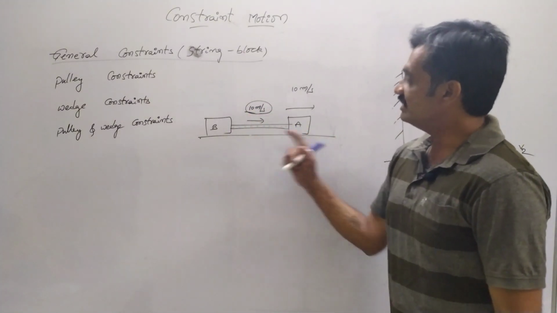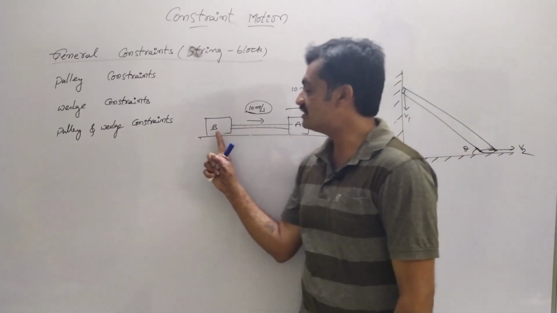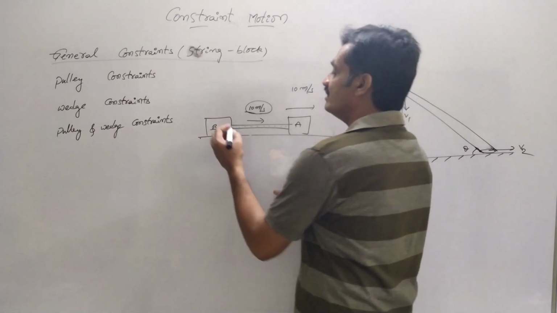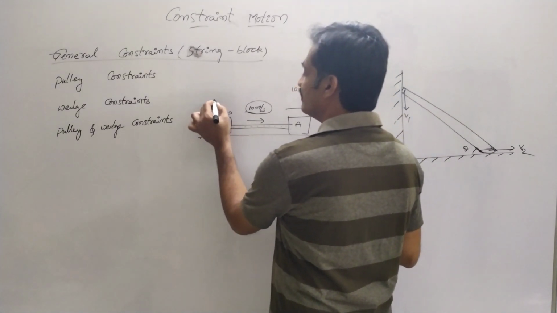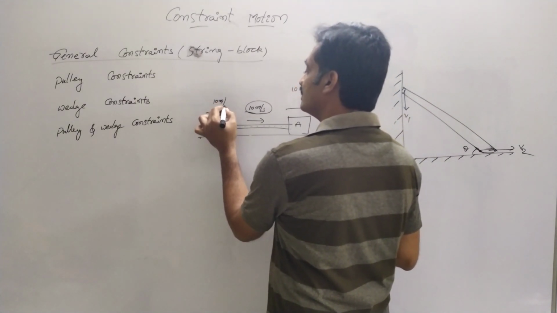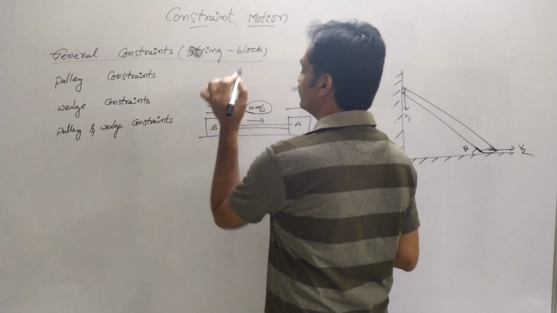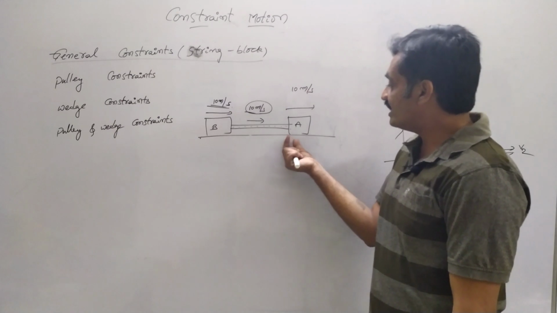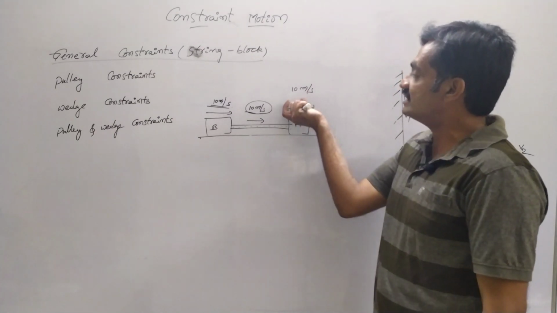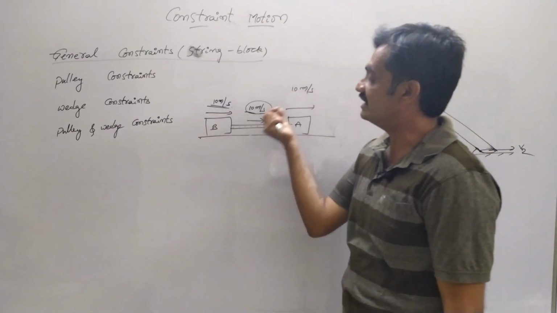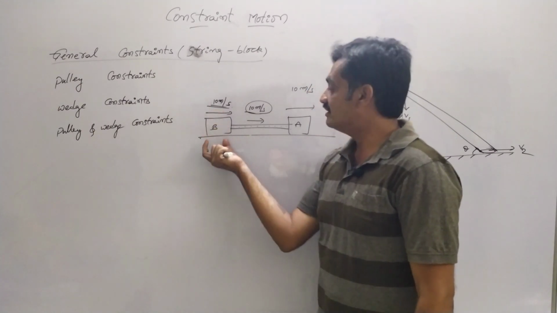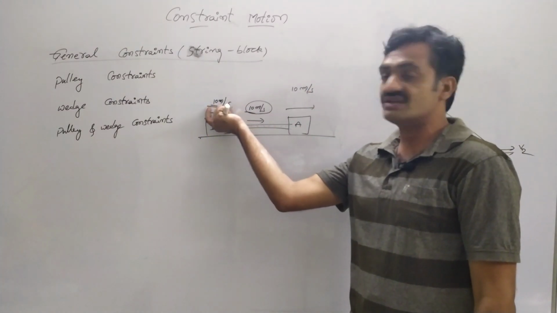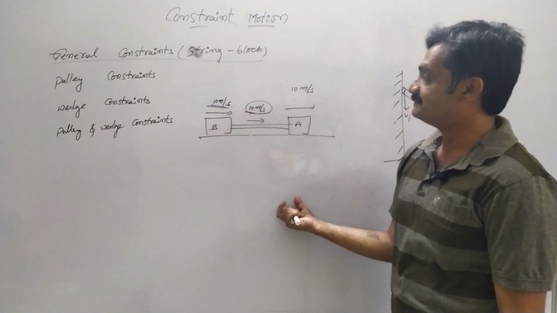Based on this, now we have to represent the velocity of the block B which is moving in this direction. Based on that we can represent that the velocity of block B also possesses 10 meter per second. So as block A moves in this direction with a velocity of 10 meter per second, in the same way block B also moves in the same direction with a velocity of 10 meter per second.